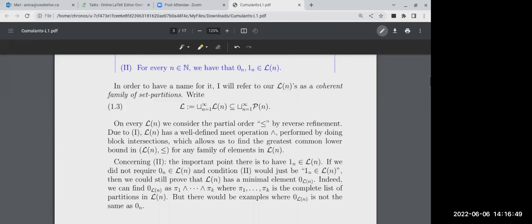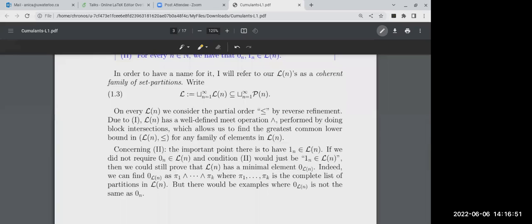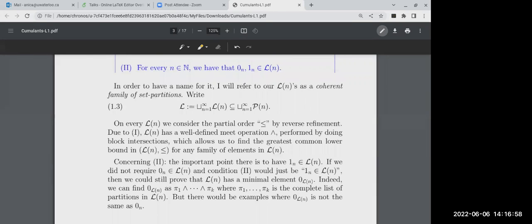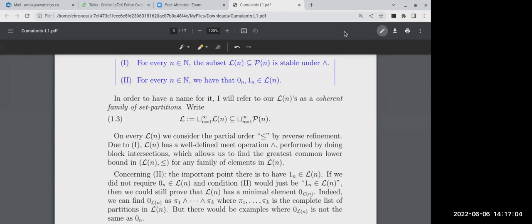So these L of n, they inherit the order by reverse refinement, and they also inherit the operation wedge, because I postulated that they have to be stable under wedge.